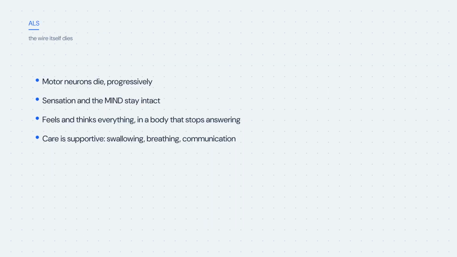One more, briefly, because it anchors the others by contrast. ALS destroys the motor neurons themselves, progressively, while sensation and the mind stay intact. The patient feels and thinks everything, in a body that stops answering. There is no myelin to blame and no junction to fix. It is the wire itself dying. Care is supportive, and the priorities are swallowing, breathing, and communication.